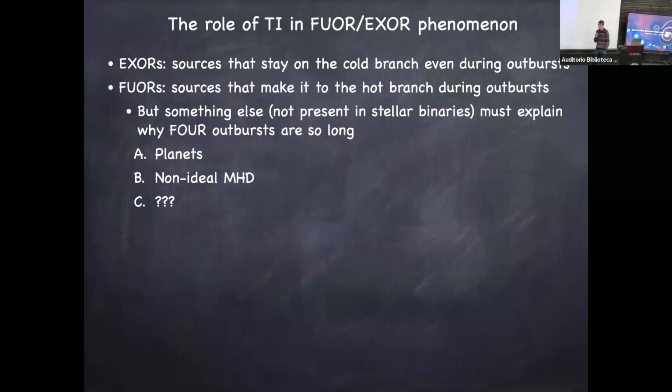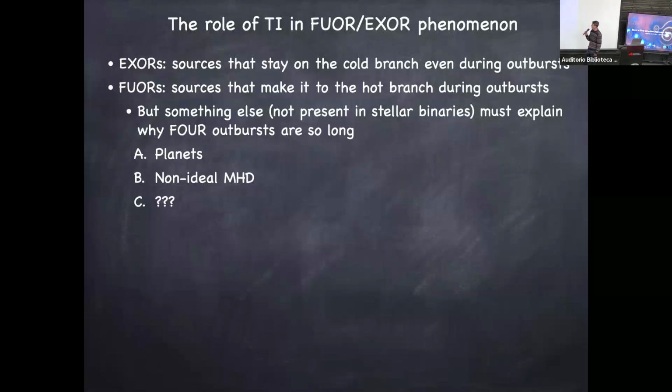And that something else should be something that doesn't happen in binary systems, right? Because in binary systems, thermal instability works pretty well, as we said. Well, what do we have that we don't have in binaries? First of all, planets. Yeah, we don't have planets in binary systems. And then non-ideal MHD. Why non-ideal MHD? Well, this is because these systems are much smaller, and we also have a secondary star right there. So they're hotter, okay?